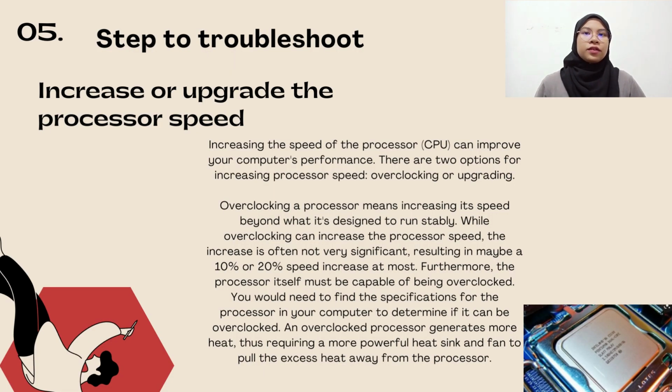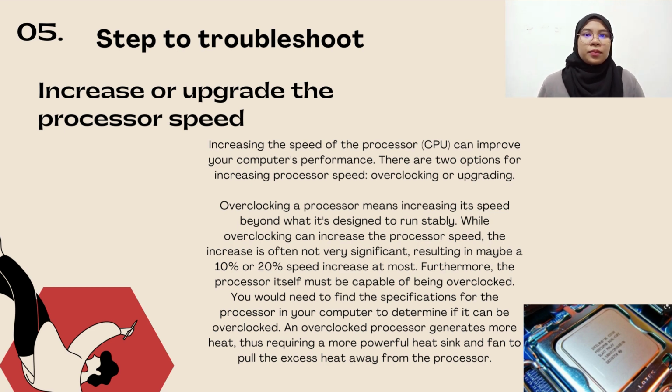Then we have increase or upgrade the processor speed. Increasing the speed of the processor can improve your computer's performance. There are two options for increasing processor speed, such as overclocking or upgrading. Overclocking a processor means increasing its speed beyond what it's designed to run stably. While overclocking can increase the processor speed, the increase is often not very significant, resulting in maybe a 10% or 20% speed increase at most.